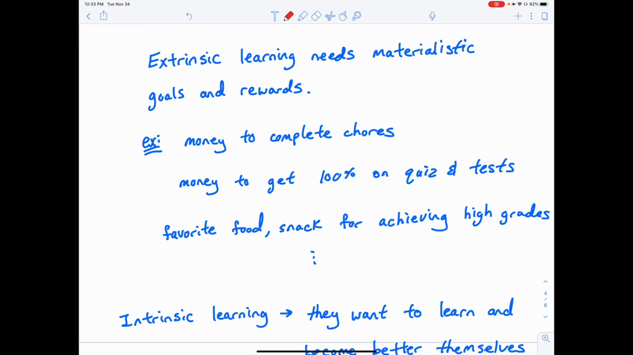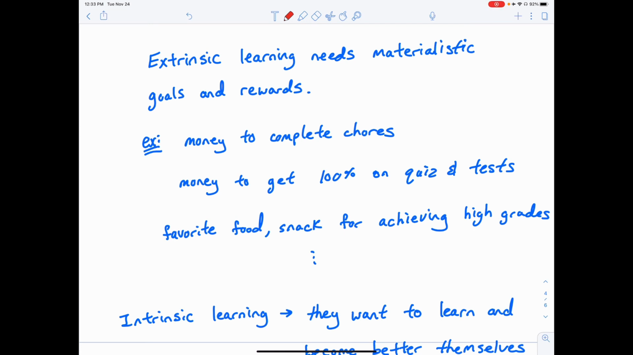For example, the very common one here is when you're trying to ask your child to help out with chores and they're like, no, I don't want to. But then you give them money to complete chores or you give them their favorite food. This is giving them a materialistic goal, right? If they do this, they will get this. Now, you can use that same concept on how to improve their academic performance.